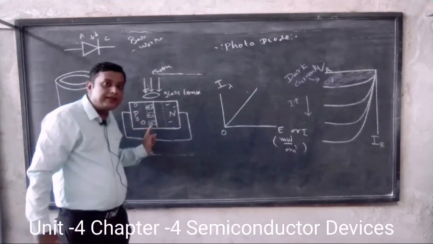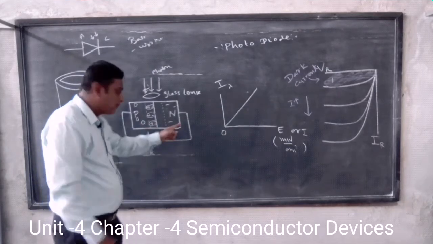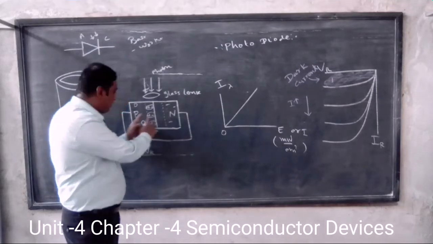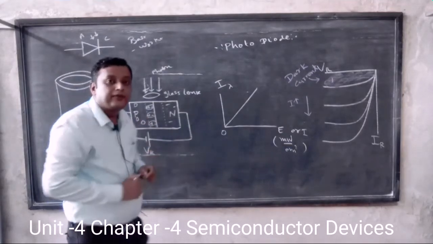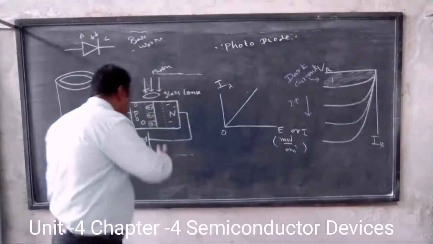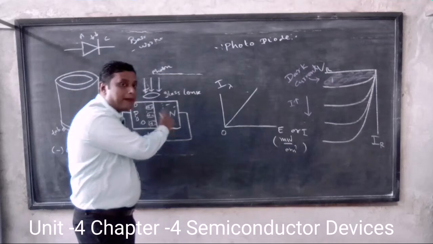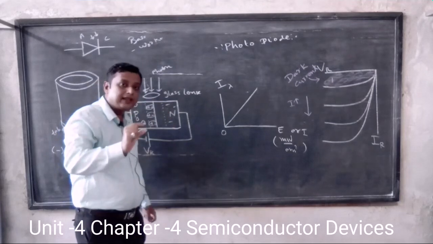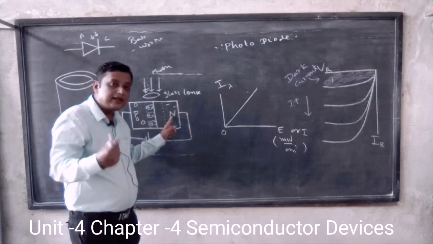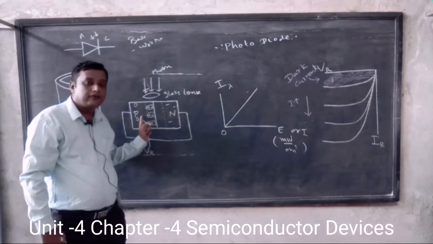This is a PN junction diode which is made up of silicon or germanium. P-type material, N-type material. In the P-type material, the majority charge carriers are holes. In the N-type material, the majority charge carriers are electrons. Minority charge carriers available in the N-type region are holes, and minority charge carriers in the P-type region are electrons.